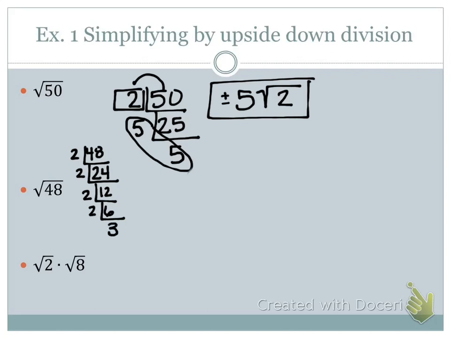So let's circle pairs. I have a pair of 2s and a pair of 2s. So out of each pair, how many 2s do I pull out? 1. So what happens when I have to pull out 2 2s? What do I do to them? Multiply. So I get 4 on the outside. And what is left to go back underneath the radical? 3. 3's all by itself here. And you want to make sure your answer is positive, negative.